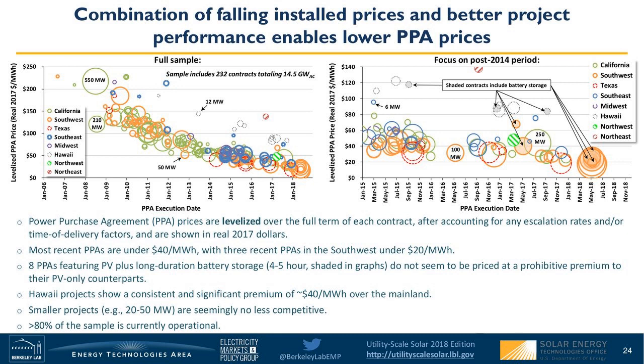In fact, the most recent PV plus storage contracts coming out of Nevada, those are the orange bubbles shown at the far right of the graph, suggest that the storage adder for a lithium-ion battery that is sized to about 1/4 of the PV project capacity is only about $5 per megawatt hour, which is roughly half of what it was just a year ago.